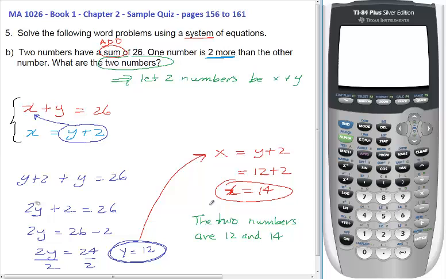So there's the solution to number 5b, part of your Chapter 2 sample quiz. That's it for now.